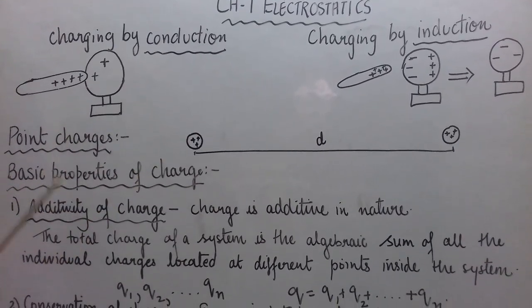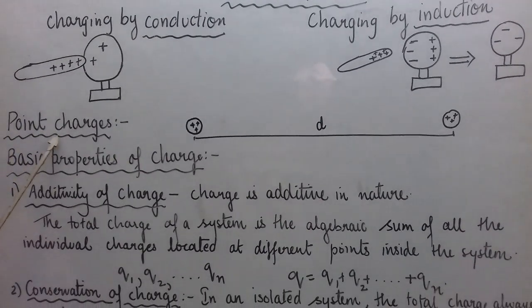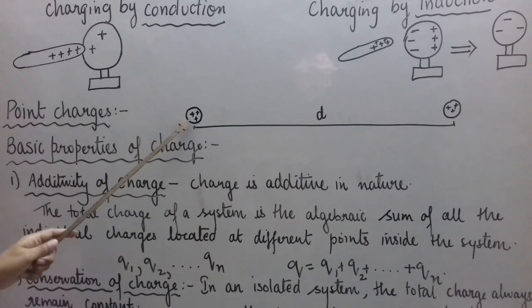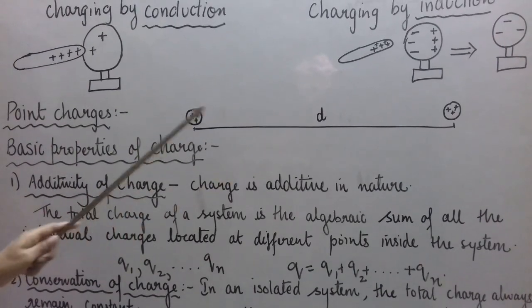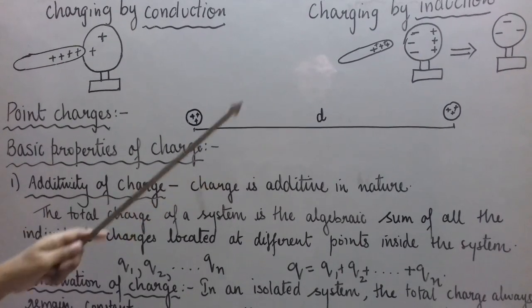Now let us proceed. So here in this chapter, you will commonly hear this term, point charges. What do we mean by point charges? You should know. Suppose we have charged bodies, as I have shown here, two bodies, and this is positively charged and that is also positively charged.